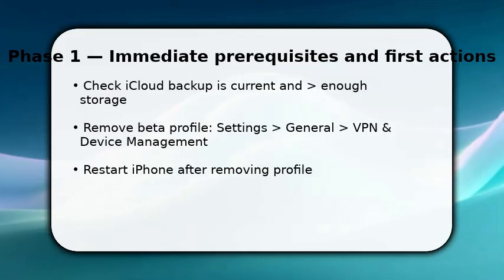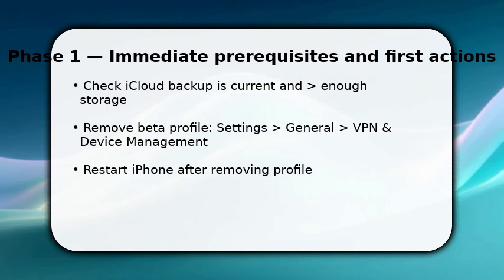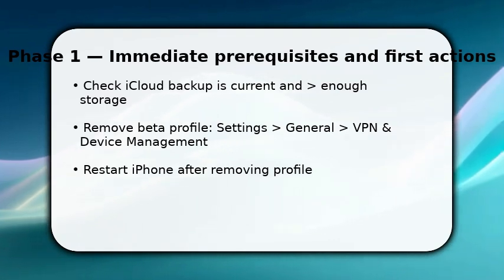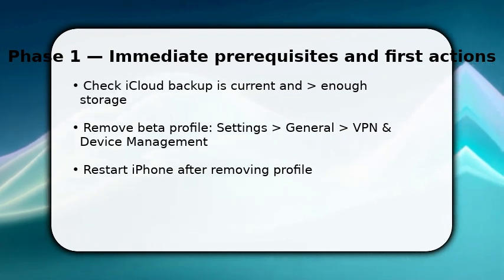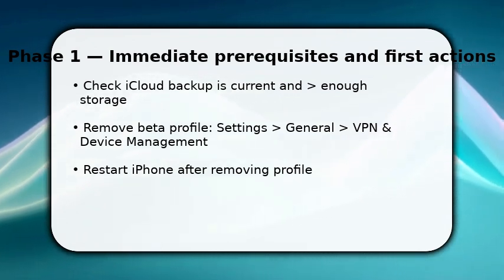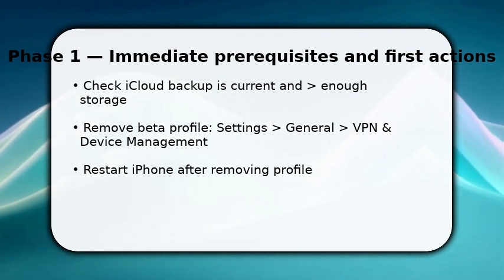You need a current backup and battery or charger. Once ready, open Settings and go straight to General. Tap VPN and Device Management, select the iOS 26 beta profile and choose Remove Profile. This stops future beta installs.